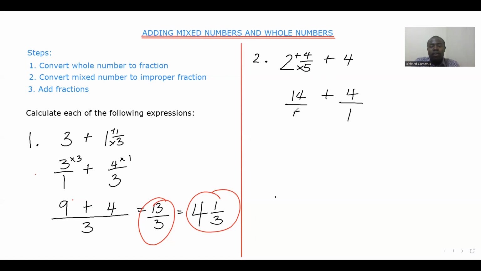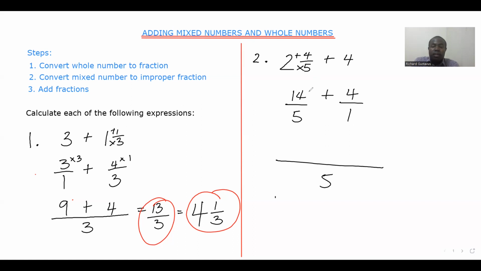over 5. Now, since our denominators are different and we're adding, we need to find a common denominator. The common denominator in this case would be 5. Whenever we are finding a common denominator and one of them is 1, it is simply the next one, which is 5. All right, so comparing 5 and 1, it will just always be the next one when one of them is 1. So let's divide now.